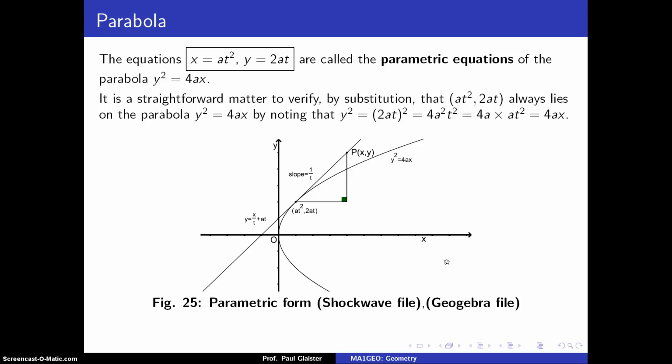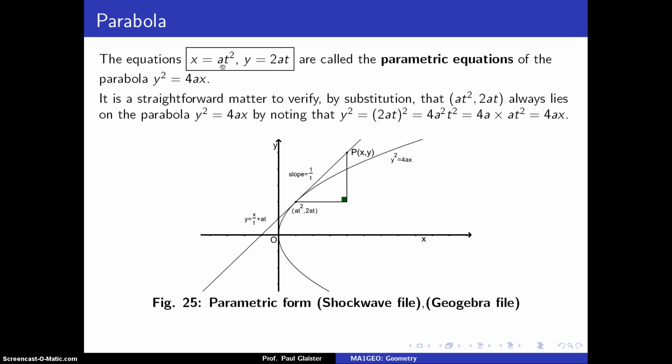In this section we're going to look at the parametric equations for the parabola y squared equals 4ax. It turns out to be much easier to solve problems if we can write down parametric forms for the tangent, normal and so on, rather than the Cartesian form. Now I've written down the parametric equations that we're going to use at the top.